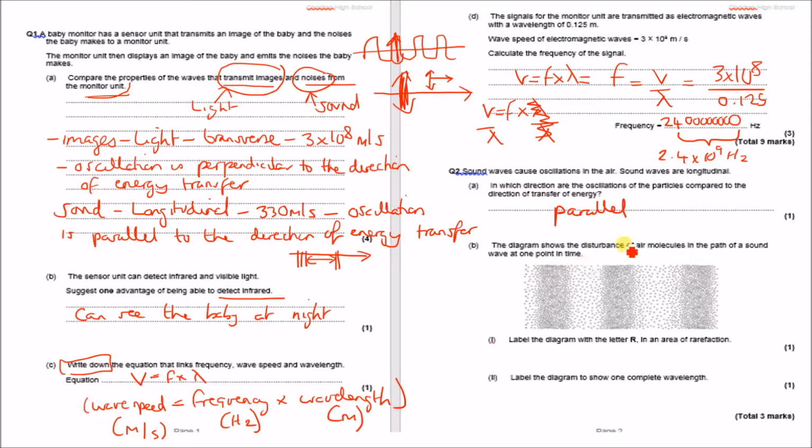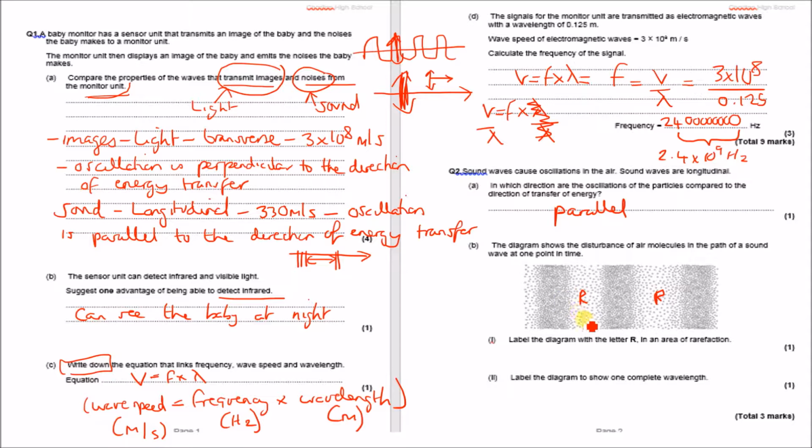The diagram shows the disturbance of air molecules in the path of a sound wave. Label the diagram with the letter R of a rarefaction. So the rarefaction is this region here. Rarefaction is when the sound particles, so the particles in the air, are moved apart.